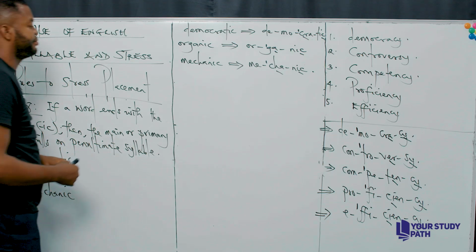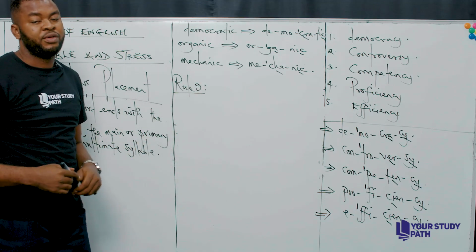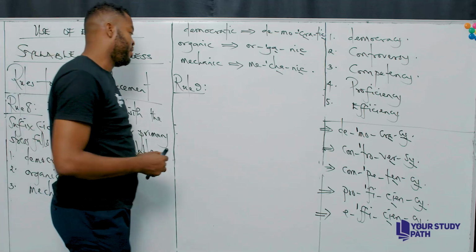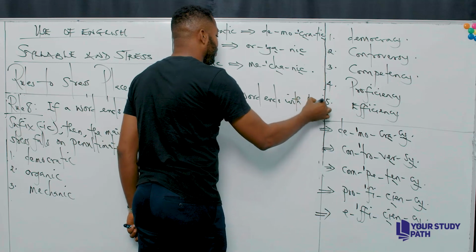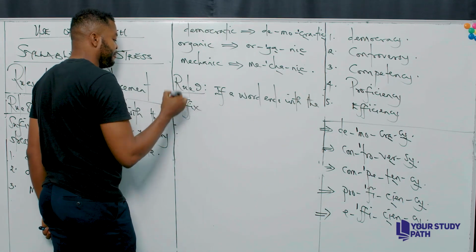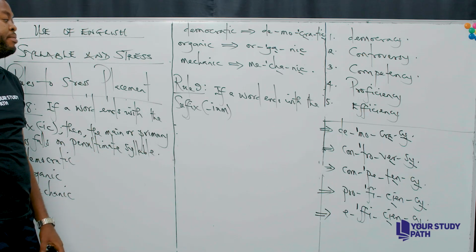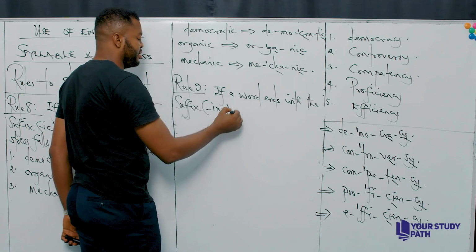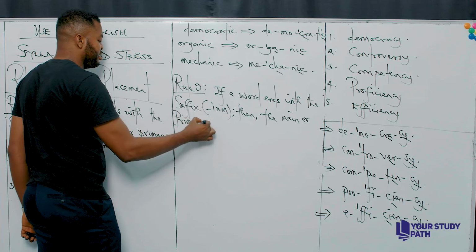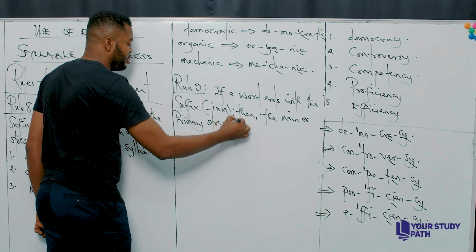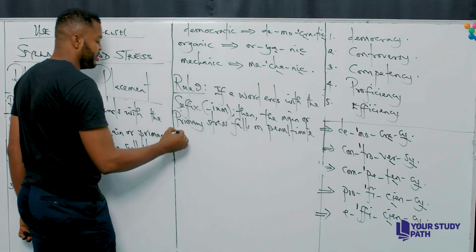Now let's look at rule number 9. Now, if a word ends with a suffix and the suffix is I-U-M, then the main or primary stress falls on the penultimate syllable. Penultimate syllable.